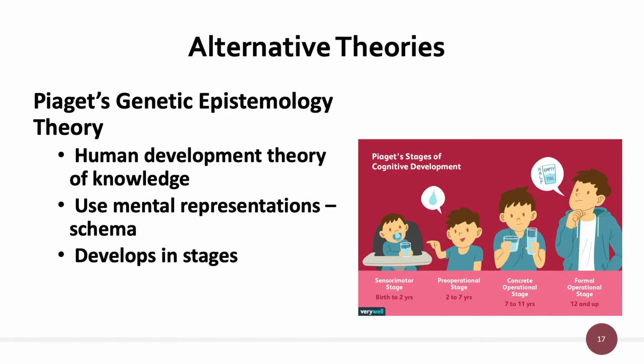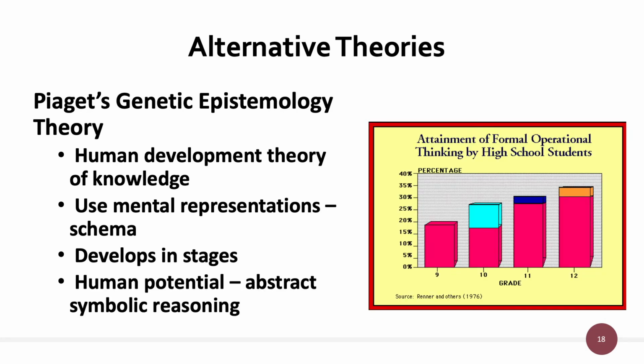The thinking processes develop in stages, from only using the senses before language develops to thinking logically with concrete objects during the elementary years. Piaget proposed that the ability to use abstract symbolic reasoning was the most important feature of human intelligence, and that all adolescents would acquire this competence. However, empirical studies demonstrated that only about 35% of high school graduates actually attain this level of thinking. This shows that more than a traditional schooling is needed to actualize this potential.